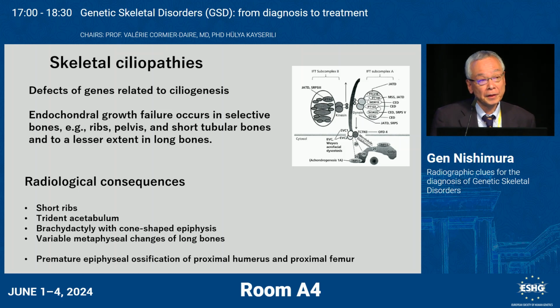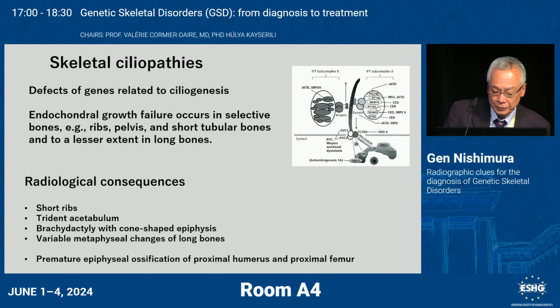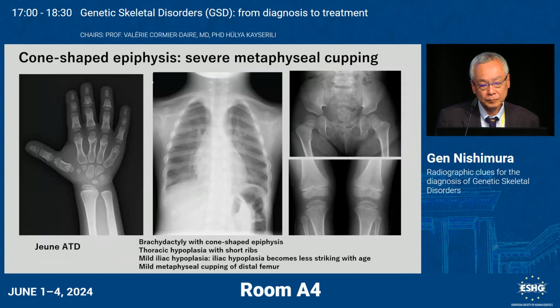Endochondral growth failure occurs in selective bones, such as ribs, pelvis, and short tubular bones, and to a lesser extent in long bones. Radiological consequences include short ribs, trident acetabulum, brachydactyly with cone-shaped epiphyses. Long bones are variably affected. Interestingly, we can see premature epiphyseal ossification of the proximal humerus and proximal femur.